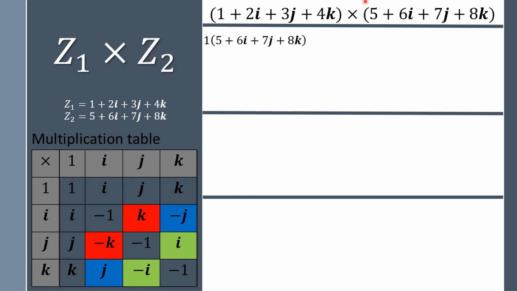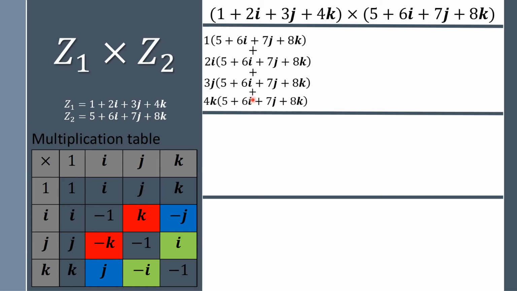So we'll have here 1 times all the terms on this right side. So that's 1 times (5 plus 6i plus 7j plus 8k). We'll do the same thing with 2i times (5 plus 6i plus 7j plus 8k). Do the same thing with 3j, and again with 4k. So let's calculate each one of these. 1 times that whole term will just equal that whole term. And then here it gets interesting.